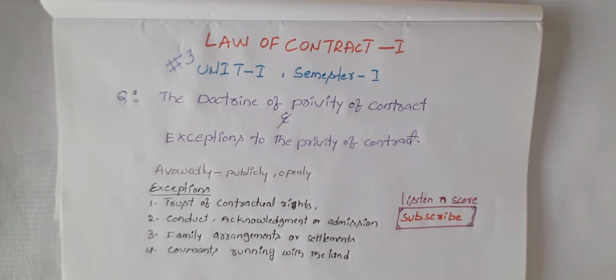Covenants running with the land. This exception applies to the transfer of immovable property. When the ownership changes from one person to another, the new one has to obey the obligations which were already agreed and running with the land, such as water supply, canals, ways, cartways, etc. to the adjacent owners.